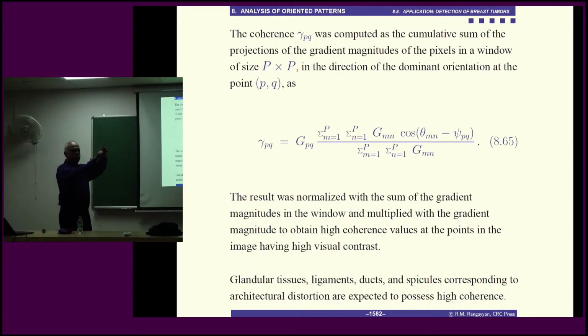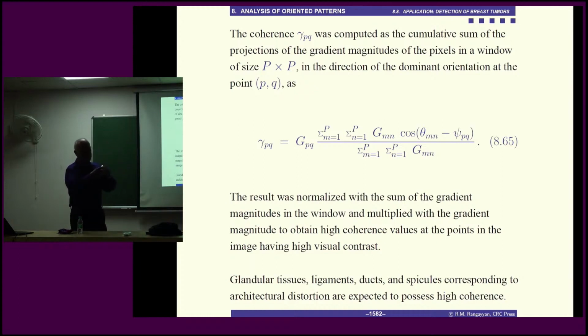If all of these are in the same direction, that cos(theta minus psi) will be 1, so you will get a high projection. If there are other angles, the projection will be reduced, so they don't agree in orientation. And if the gradient magnitude is high here and also high there, you get a large value. So if the gradient is high and the angles agree, then you get a large value averaged over a 5x5 neighborhood. This is coherence.